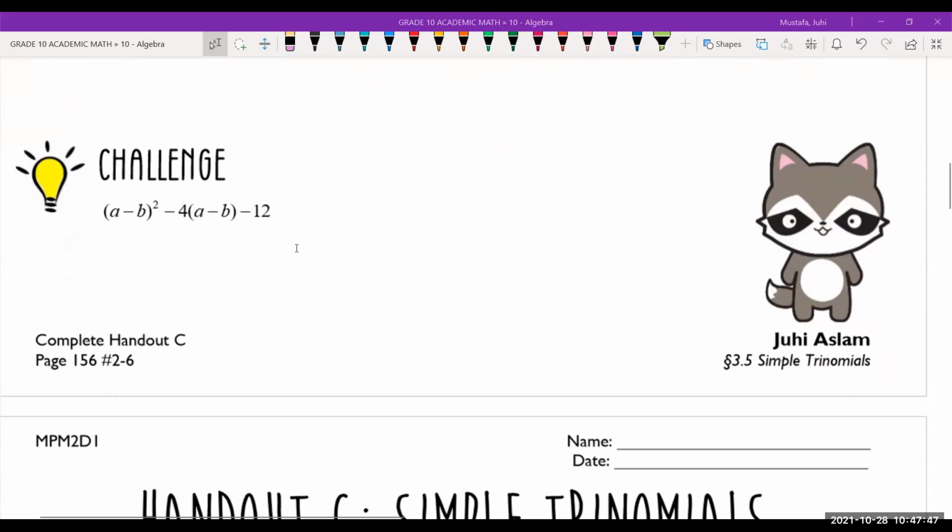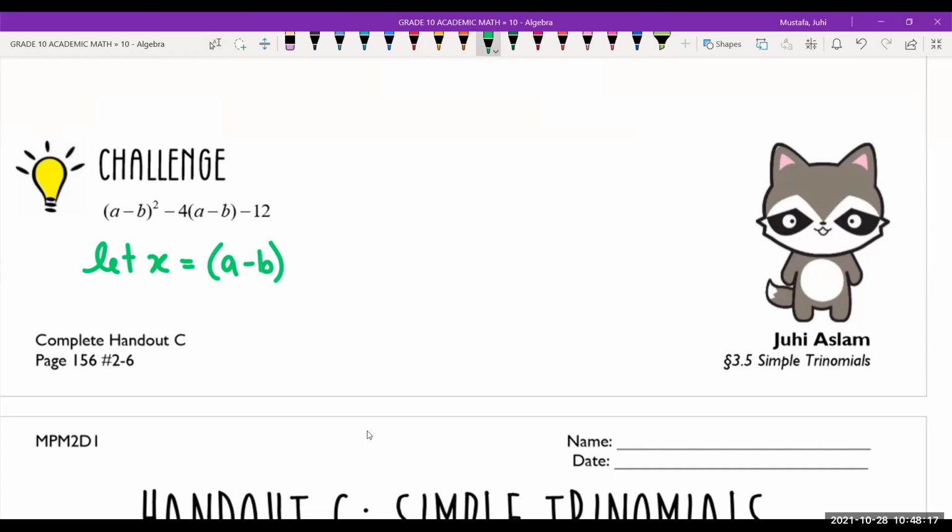How would you do a question like this? Take a look at it. It's (a minus b) squared minus 4(a minus b) minus 12. At first, it looks very confusing because there's a lot of stuff going on. But to do a question like this, we are going to substitute another value for the a minus b. So to begin this question, I'm going to say let the letter x equal a minus b.